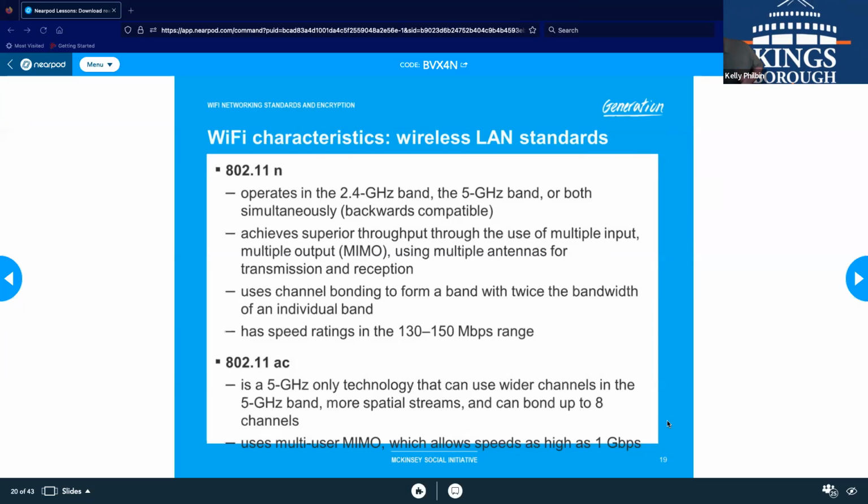I'm actually looking to buy a Wi-Fi 6 router pretty soon, and I'm really excited about that.